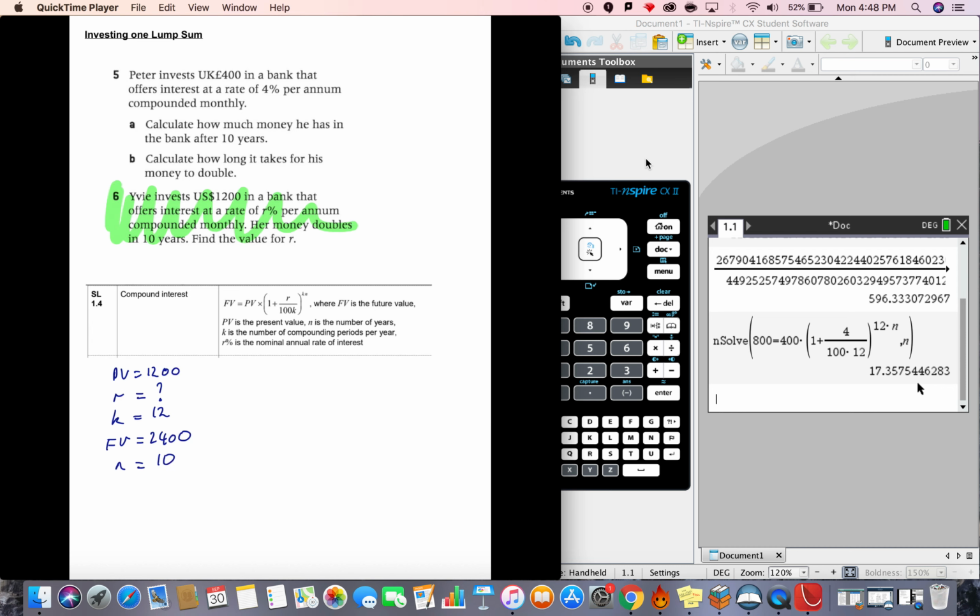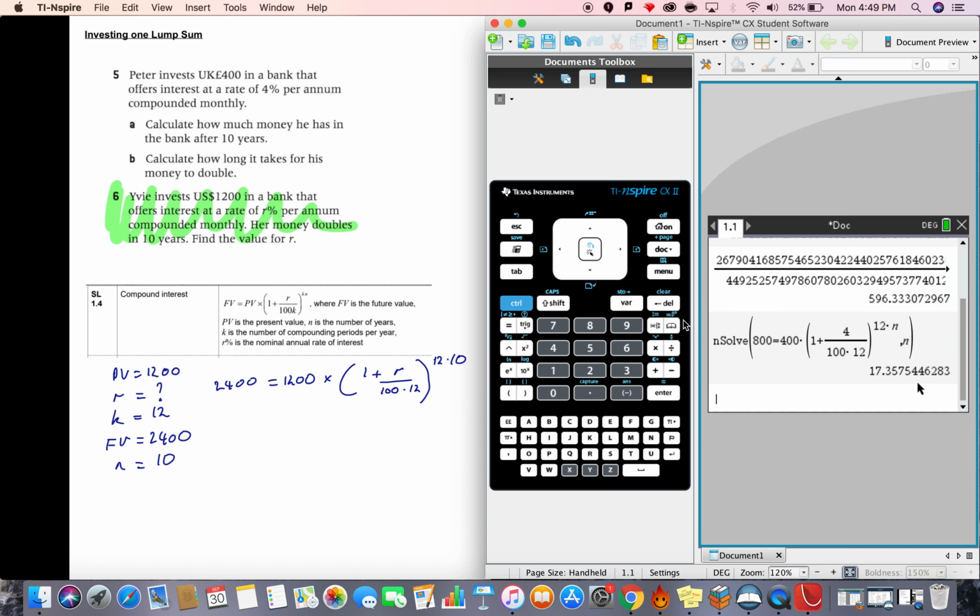So we've got the compound interest formula again. We're going to use that, so let's substitute the numbers in. In brackets, this is 1 plus R over 100 times K, and then this is to the power of K, which is 12 compounding periods times 10 years. So we basically have to solve that equation. Let's reach for our calculator and try nsolve.